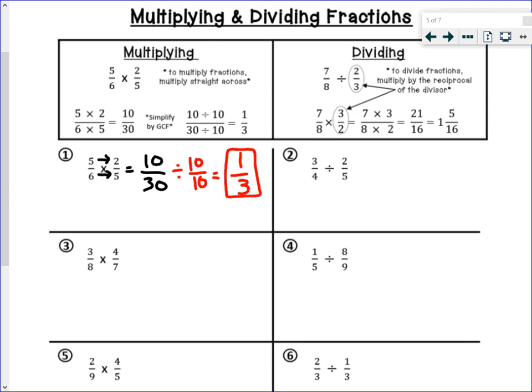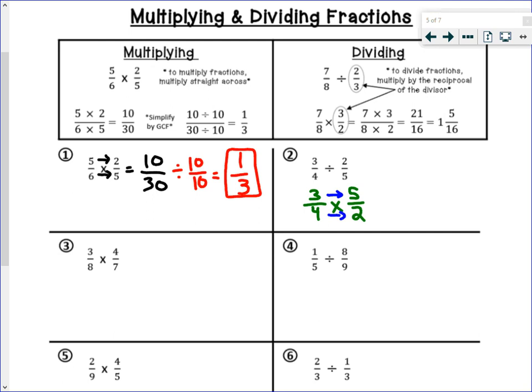So there's number 1. I'll go multiplication, then division, back and forth. So number 2, we're going to multiply by the reciprocal. So I'm going to rewrite it to be 3/4 times 5/2. So don't forget to flip that second fraction there. And then I'm going to multiply across.